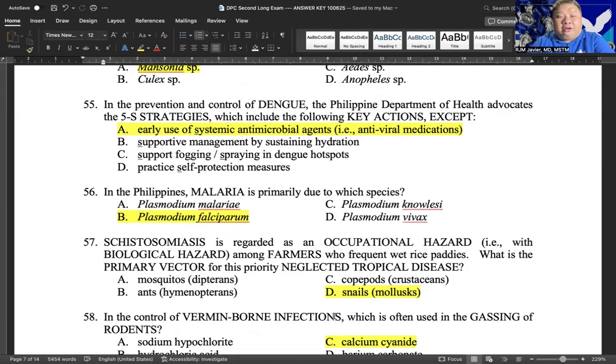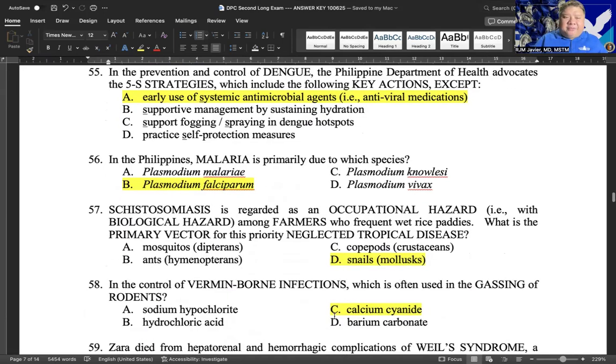Be mindful that when we talk of dengue, because this is a viral infection, most viral infections are generally self-limiting, meaning to say they will spontaneously come and they will spontaneously go, even in the absence of antimicrobials such as your antibiotics. So we reserve the giving of your antibiotics for your bacterial, but we do not give it for your viral infections. Ergo, systemic use of antimicrobial agents is not usually part of the recommendations under the 5S strategy.